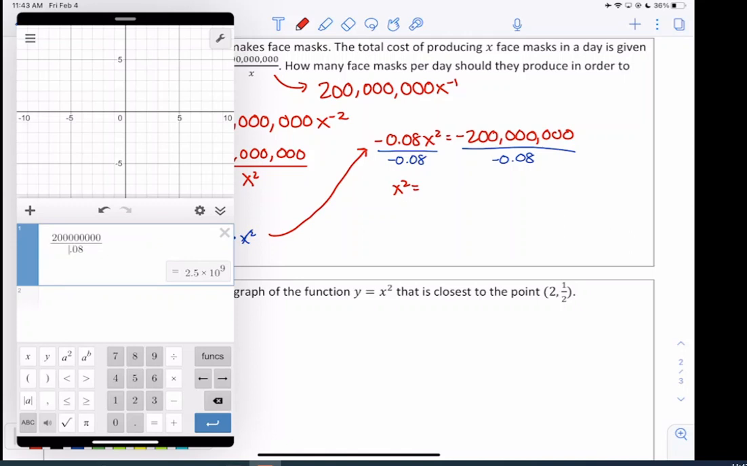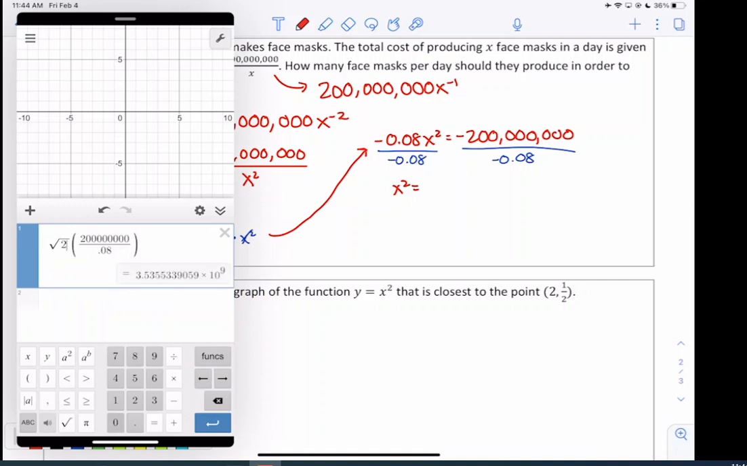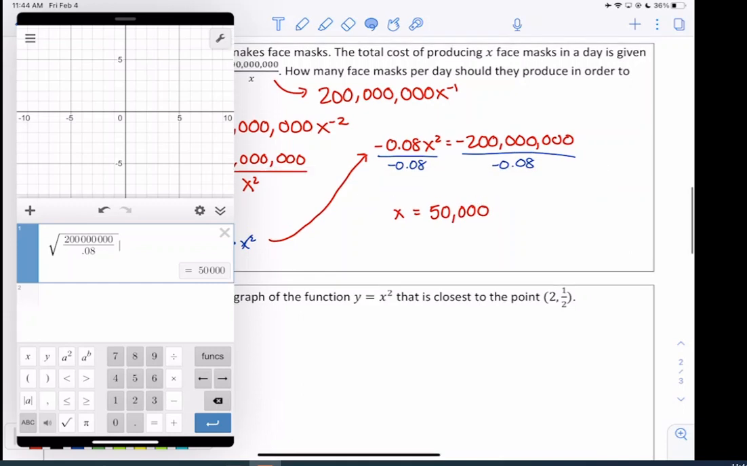I'm going to get rid of my negatives. Okay, so the square root of 1, 2, 1, 2, 3, 1, 2, 3 divided by 0.08. Cool. 50,000. Okay. So if this production facility wants to have the lowest possible production costs, they would want to make 50,000 masks a day.